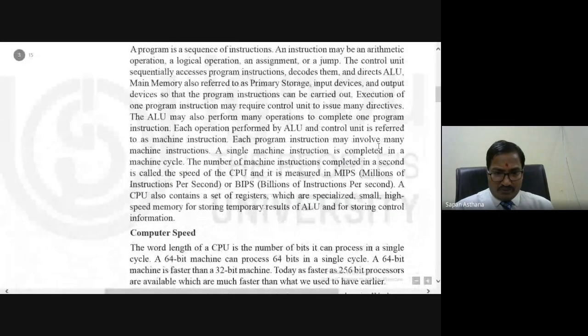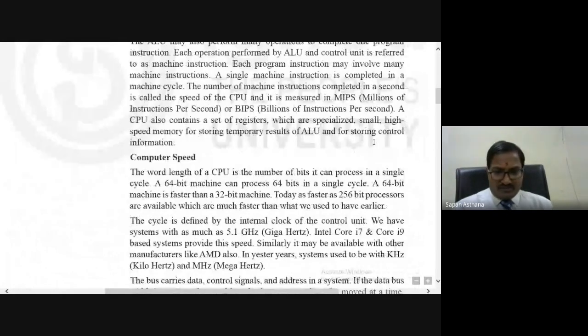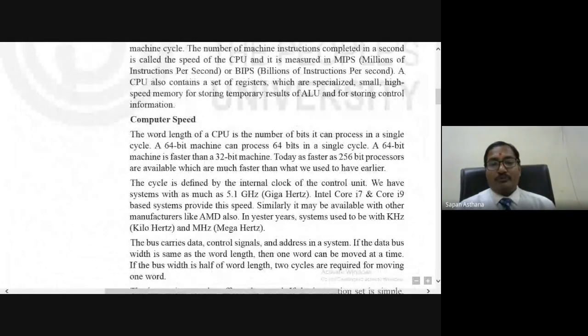This is about the CPU. This is about the computer speed. The word length of the CPU refers to the number of bits it can process in a single cycle. A 64-bit machine can process 64 bits in a single cycle. This is the speed. You must have heard of gigabyte, megabyte, kilohertz; these are all terminologies of computer speeds.